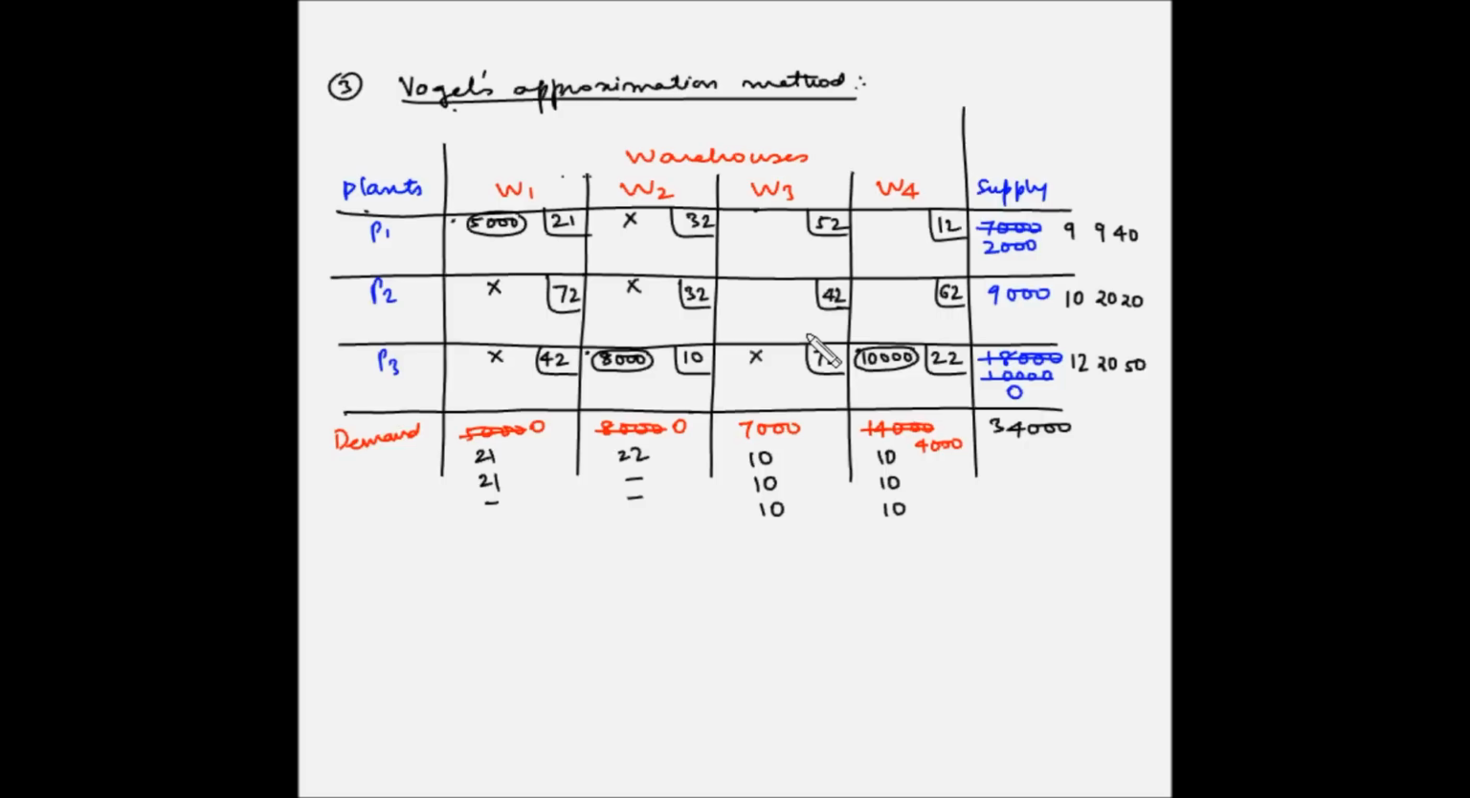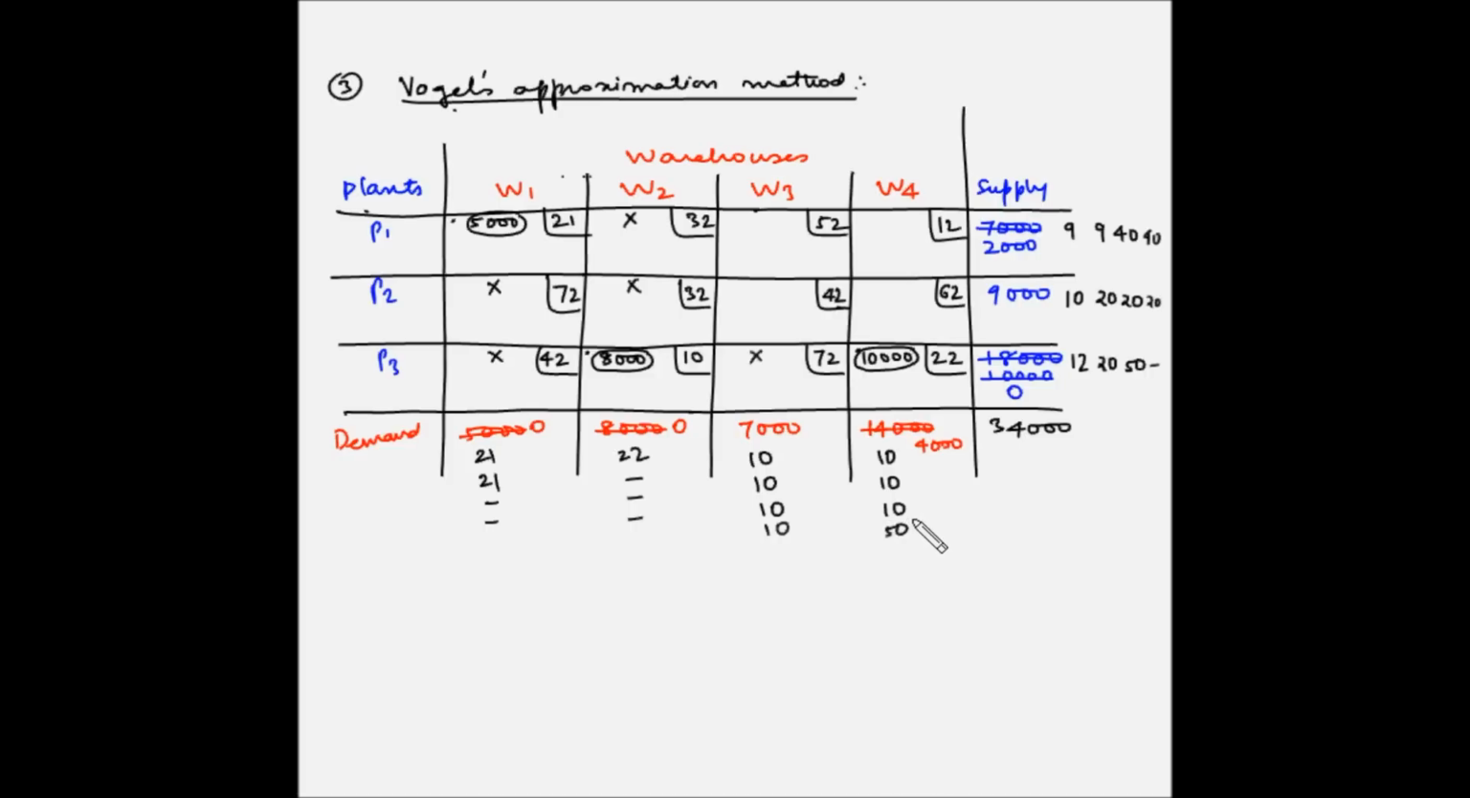Now, for the remaining boxes, let's again find out the opportunity cost. Let's start row wise. So, for the first row, the opportunity cost is the same, which is 52 minus 12, or 40. For the second row, it is 62 minus 42, which is 20. The third row has been completely allocated, so we can ignore this one. Same with the first and the second column, we can ignore them because they have been completely allocated. For the third column, the lowest is 42 and the next lowest is 52, so opportunity cost is 10. For the fourth column, the lowest is 12 and the next lowest is 62. So the opportunity cost is 62 minus 12, which is 50.